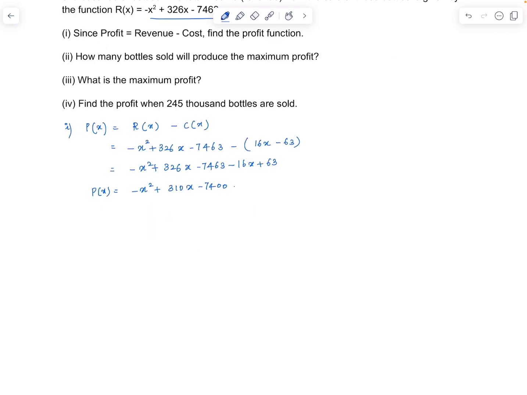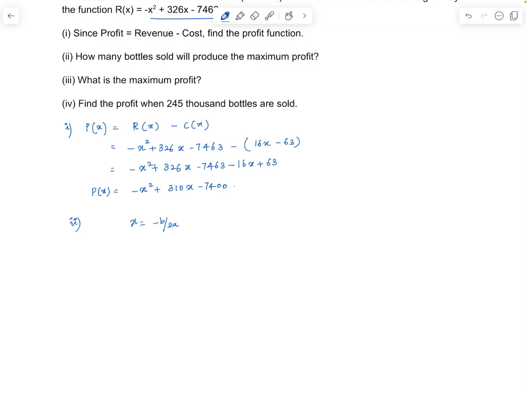Question 2. How many bottles sold will produce the maximum profit? The P of x is a quadratic equation. Since a is negative, this is a downward parabola. Imagine a graph being drawn. Along the x, the number of bottles will be taken, and along the y, the profit is taken. So the maximum profit occurs at the vertex. The x coordinate of that vertex is x is equal to minus b upon 2a, where x is nothing but the number of bottles sold.